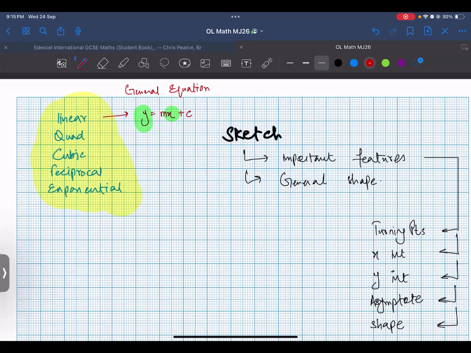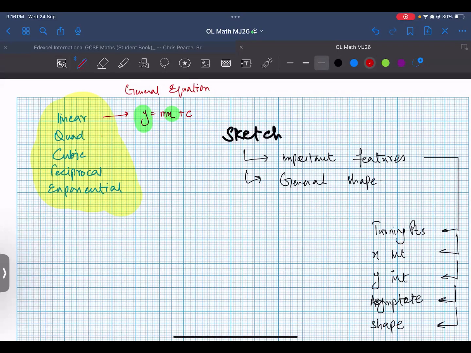We will do this in detail. Right now we're just working on the graph, on the sketches. We will learn how to find the gradient. We will learn how to find the y-intercept properly, everything. But what if the equation is given to you? Equation of a line is given to you. How do you sketch it? How do you draw it?